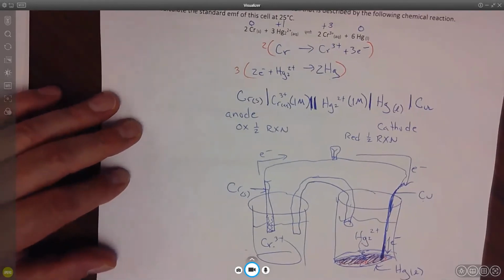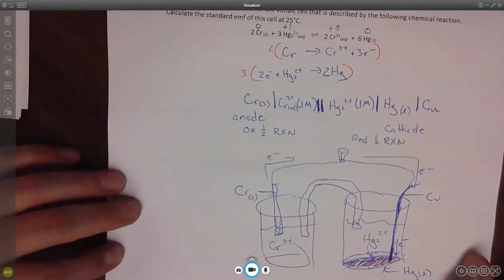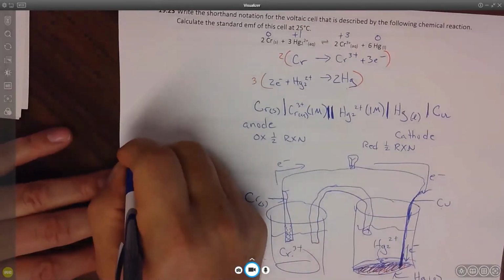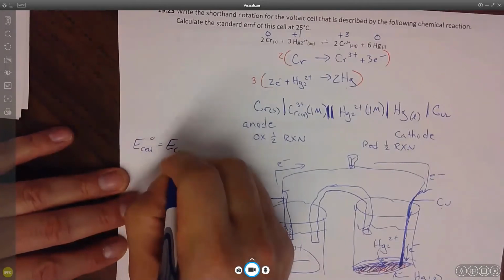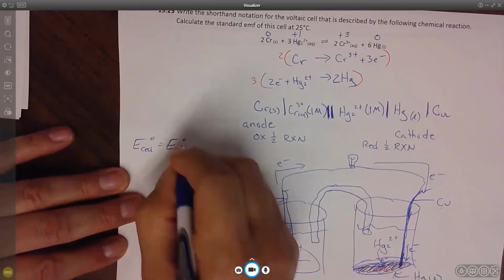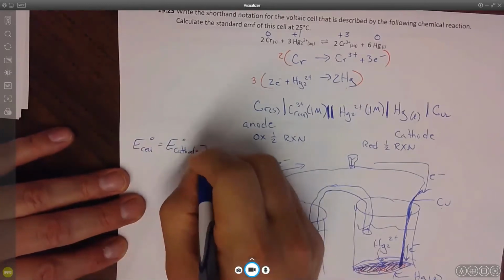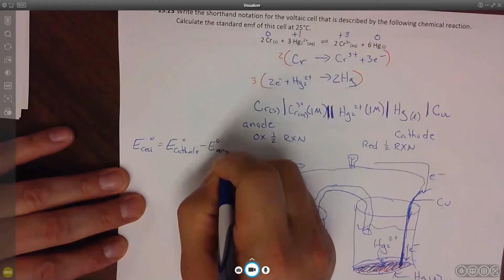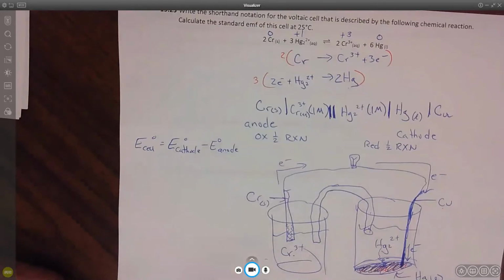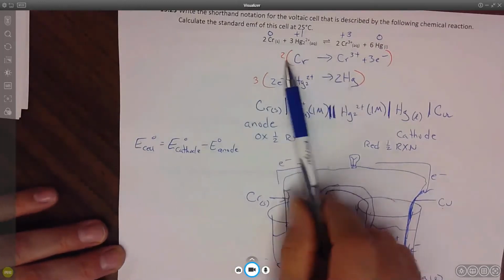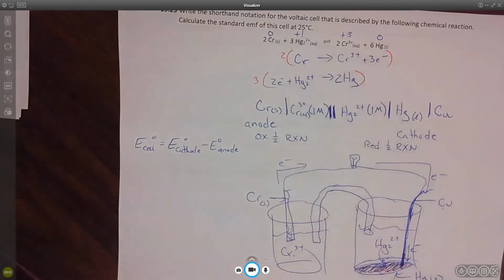Okay, now the other part of this asks us to determine the standard cell potential, and we've seen that the standard cell potential is given by this equation, where the standard reduction potential of the cathode minus the standard reduction potential of the anode is equal to our standard cell potential. So what chemical equation am I going to look for for the chromium part of this? I'm going to look in a table of chemical data, and I want to know what reaction I'm going to be looking for in those tables.